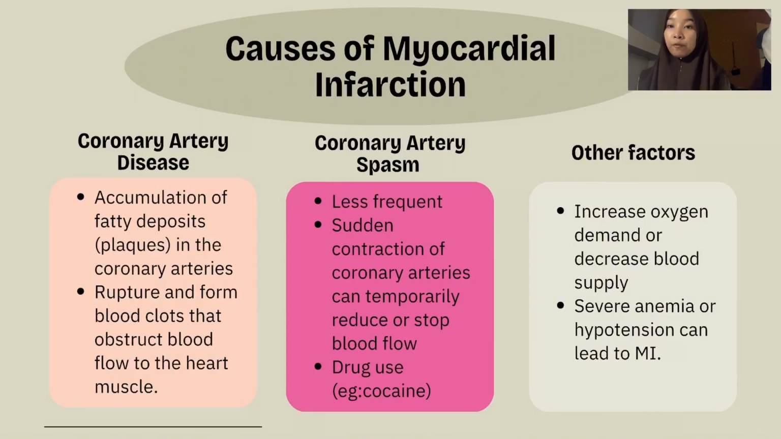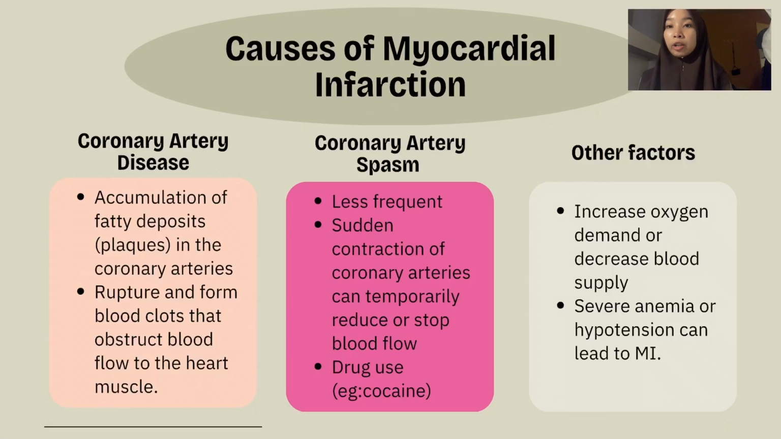What are the causes of myocardial infarction? There are three types of causes in myocardial infarction. Firstly is coronary artery disease, coronary artery spasm, and other factors. Coronary artery disease is where there is accumulation of fatty deposits, also known as plaques, in the coronary arteries. These rupture and form blood clots that obstruct blood flow to the heart muscle.